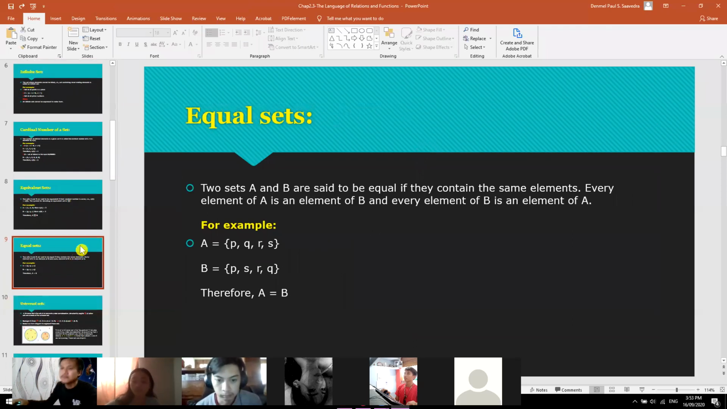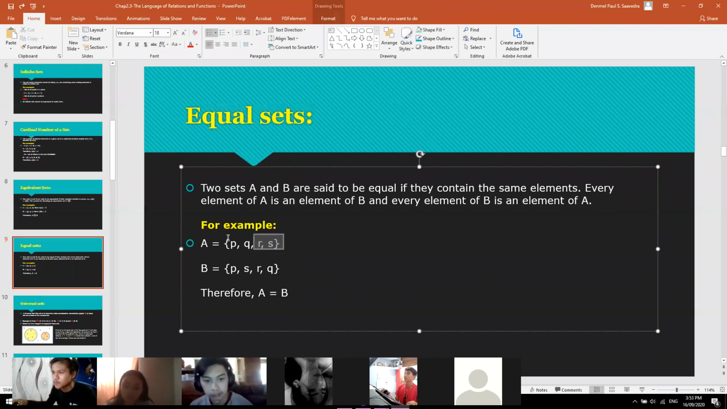And then ito na yung sinasabi siguro ninyo or nasa isip niyo. Kapag sinabi natin equal, ito na yung two sets wherein they have equal or the same elements. Okay, ito na yung pinaka-eksakto talaga. Every element of A is an element of B, and every element of B is an element of A. Ayan. Okay, so yung element dito meron din dito. Yung element dito meron din dito.